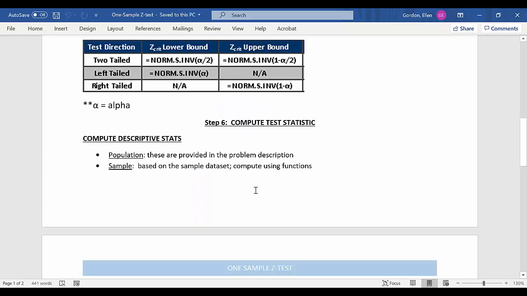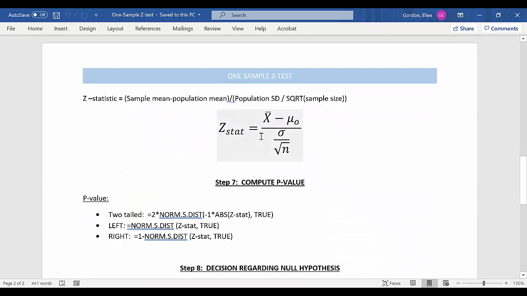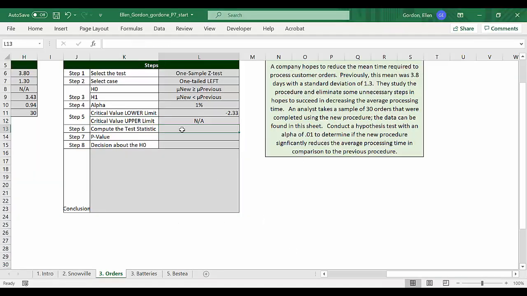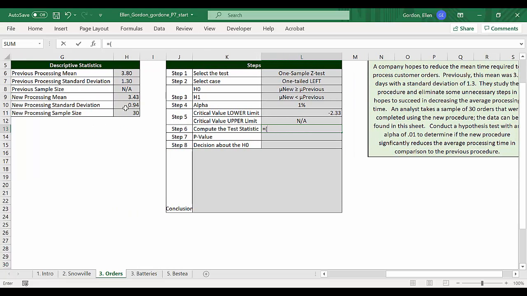The next step is to compute the test statistic. Again, we already have computed the descriptive statistics, so now we can compute our test statistic. Here's the formula. The formula is the sample mean minus the population mean. So we have the sample mean, which is the new processing time, minus the population mean, which is the old processing time. And then we divide that by the population standard deviation divided by the square root of the sample size. And our test statistic is negative 1.54.